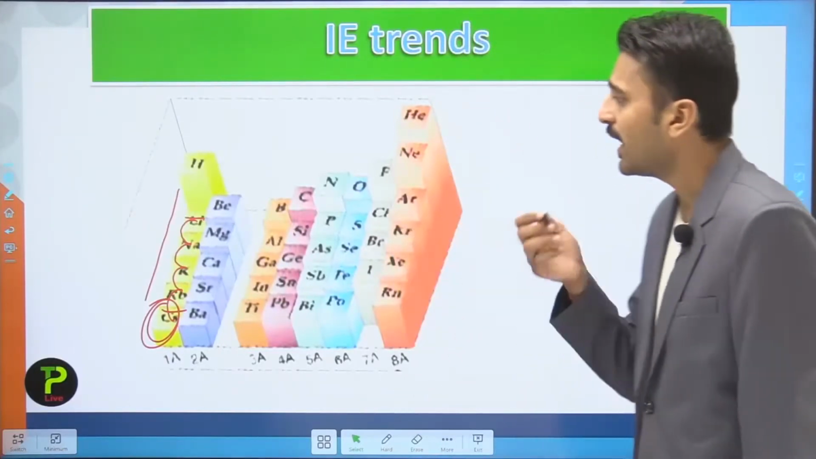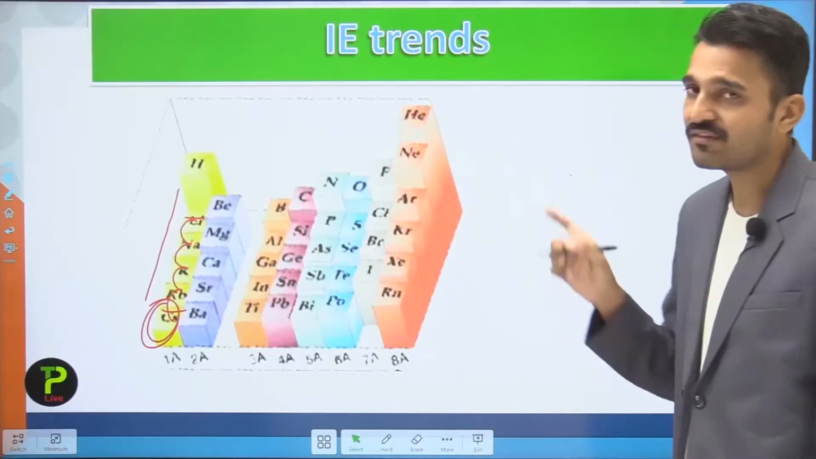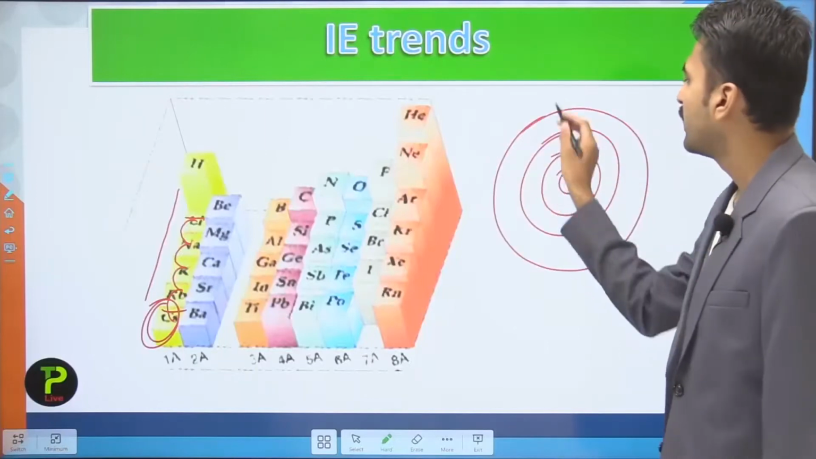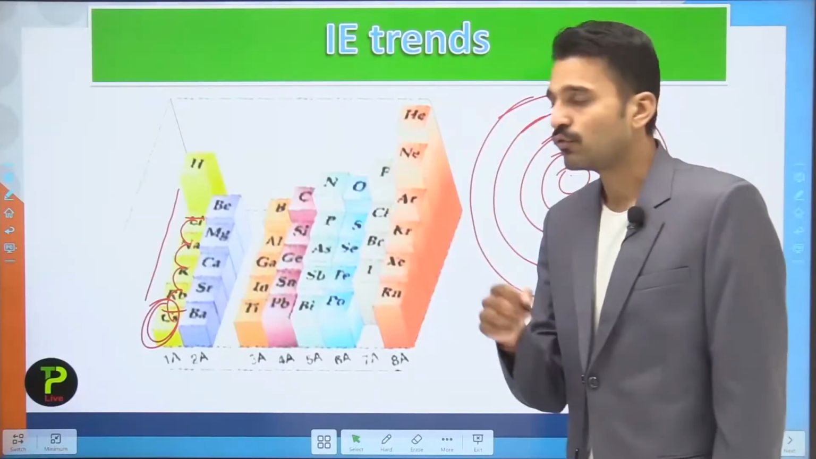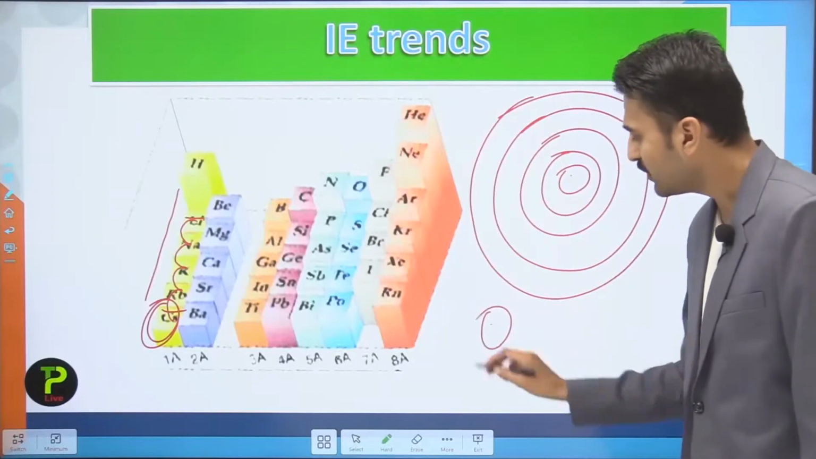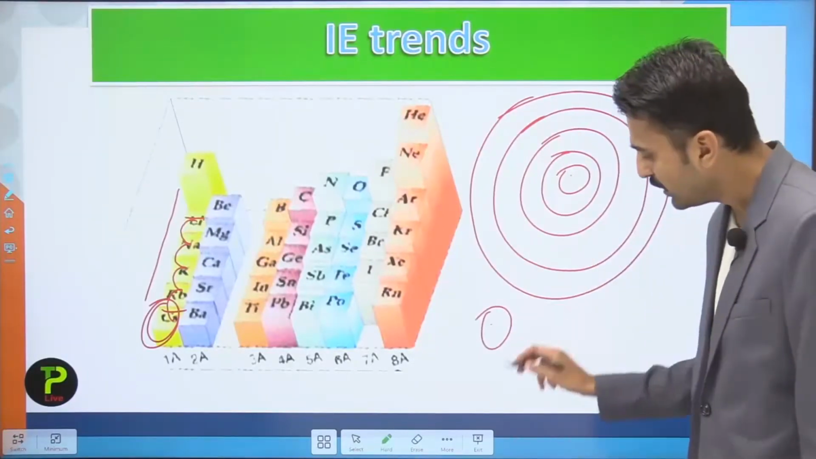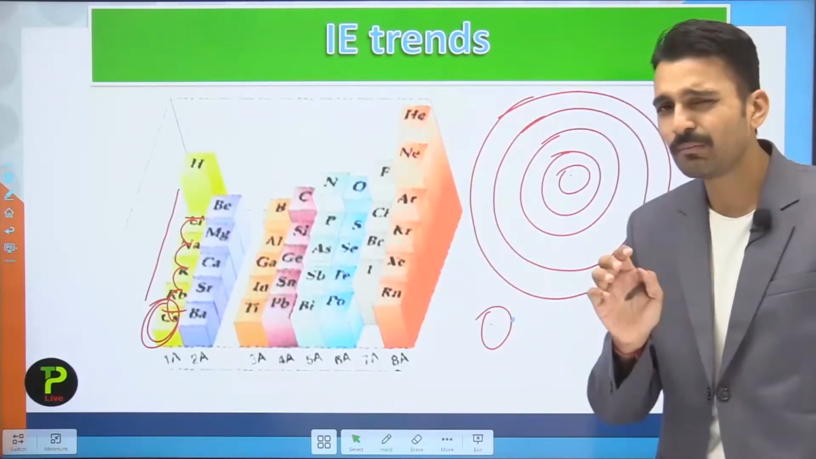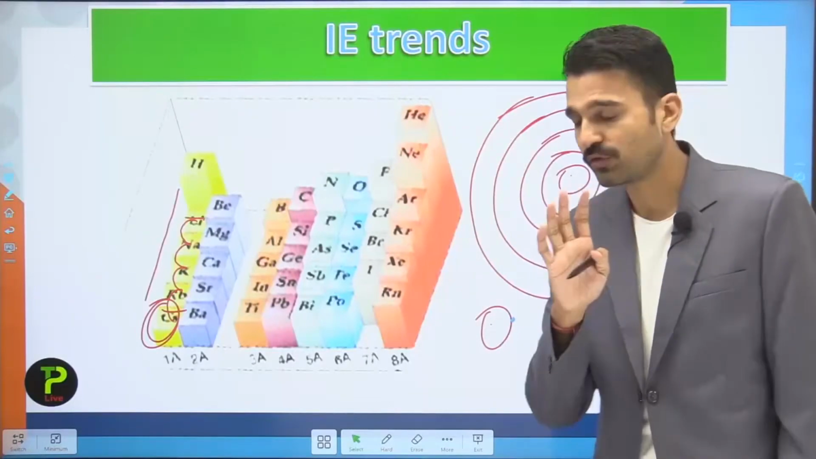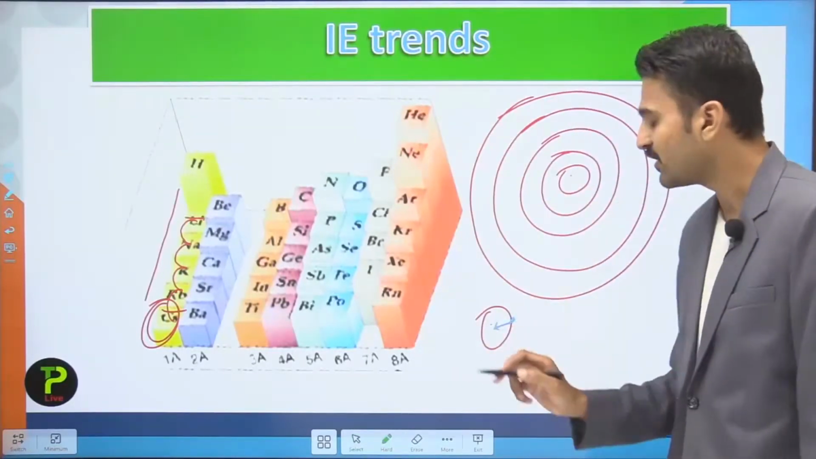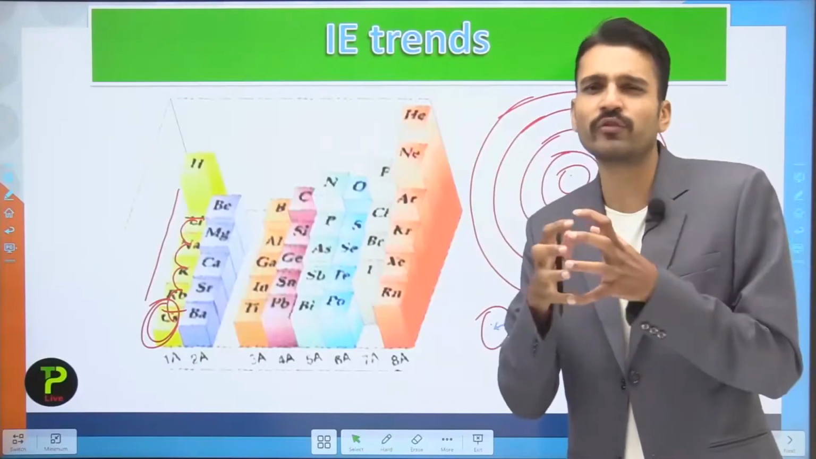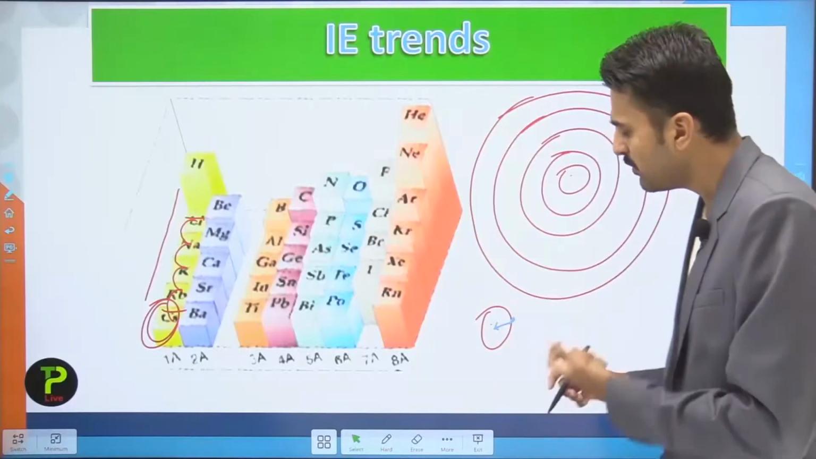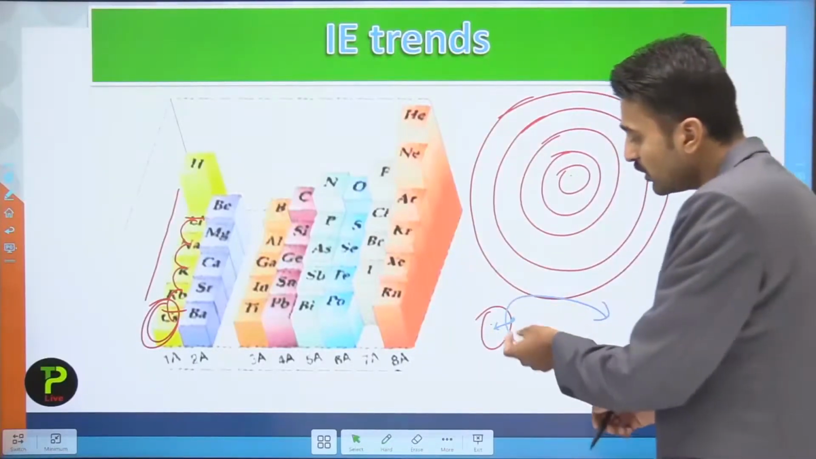It is simply happening, students, because if I say this is the nucleus, these are the shells that are present in an atom. In this particular case, which has only one shell, the electron is represented with this blue dot. I am simply representing the outermost electron, students. Here the distance between the nucleus and the electron is very small. So the force of attraction between the electron and the nucleus would be much higher, and it would become very difficult to remove this electron.